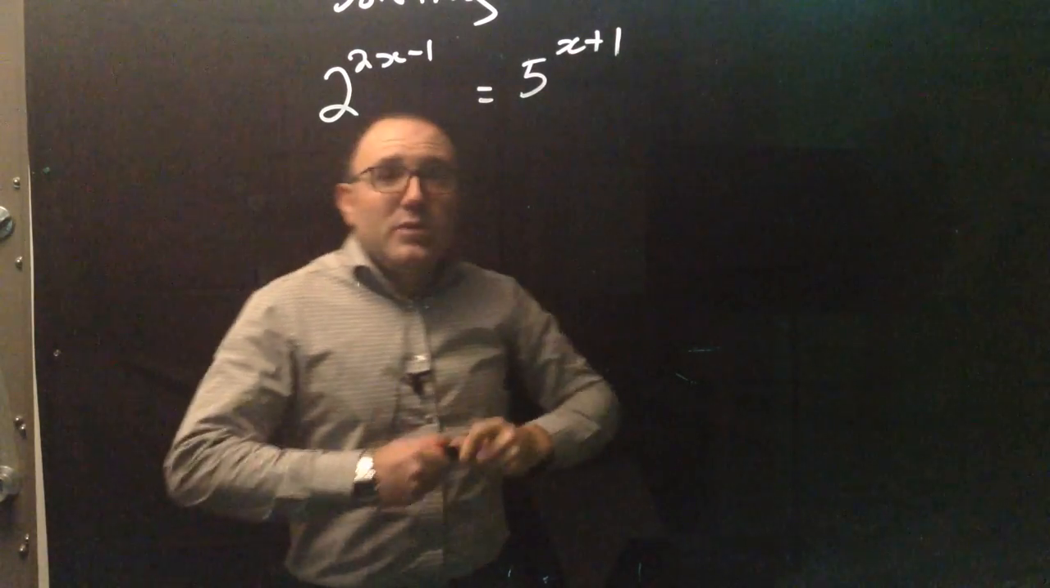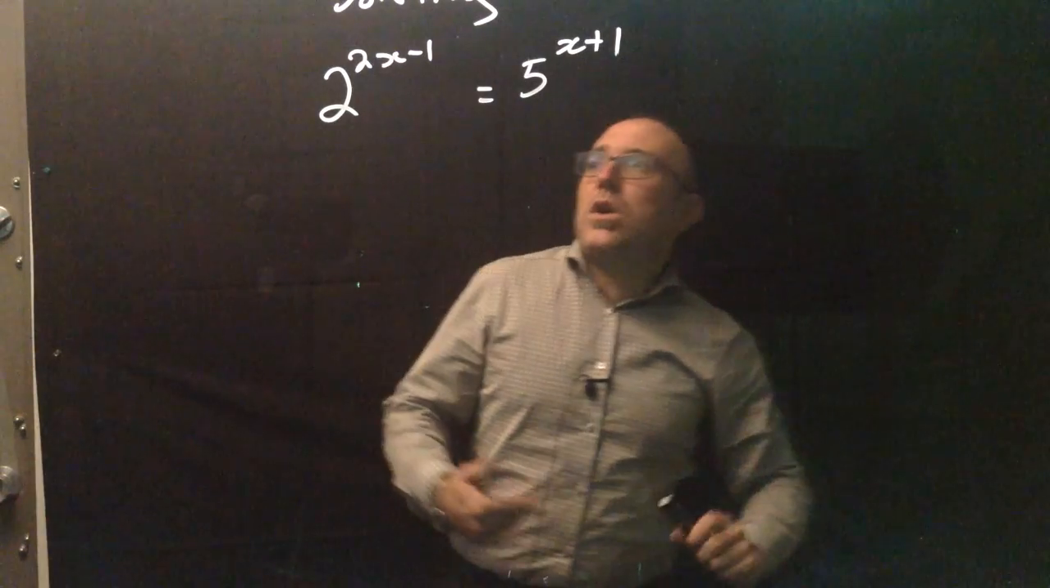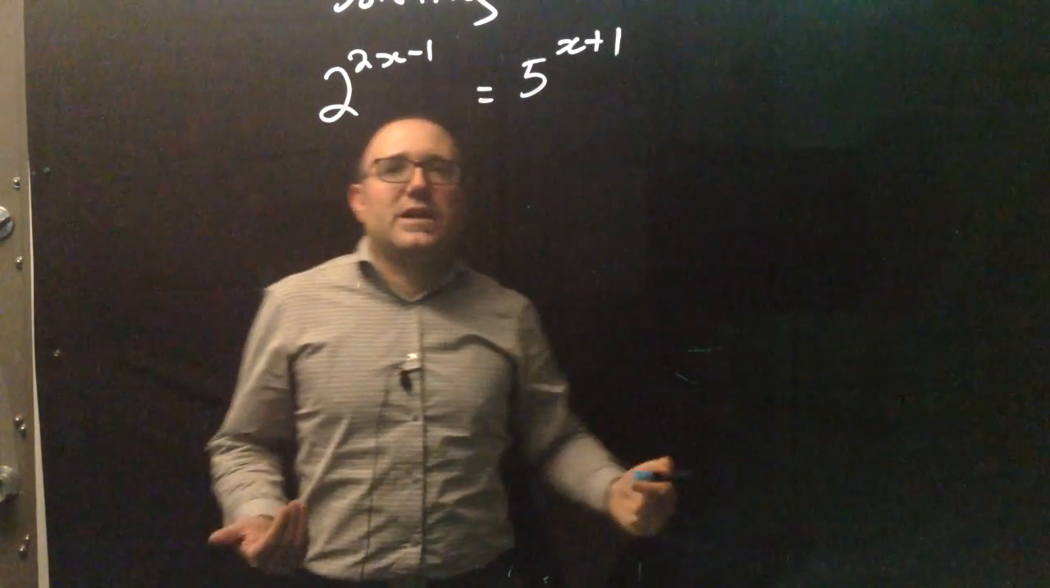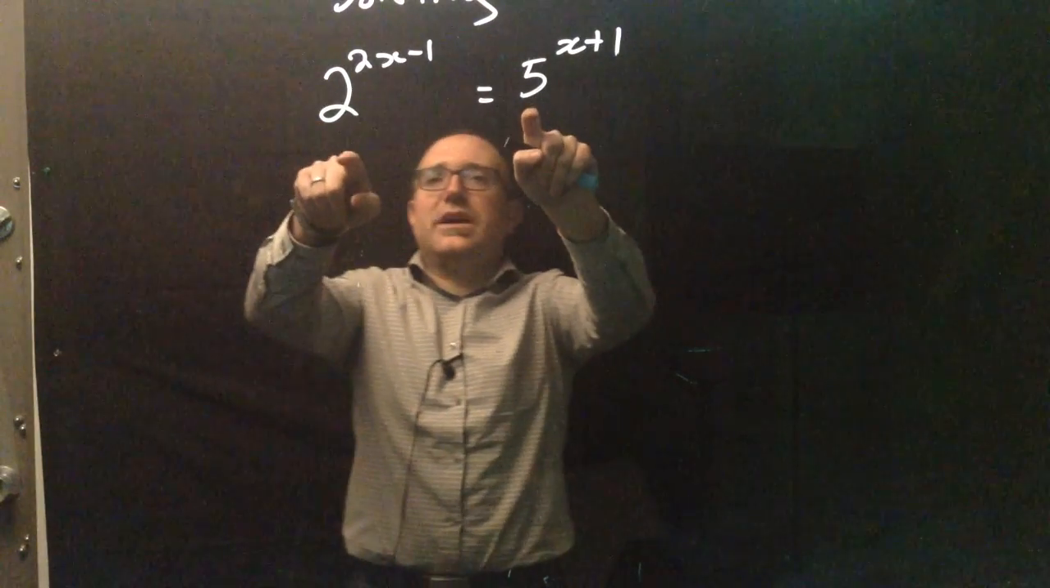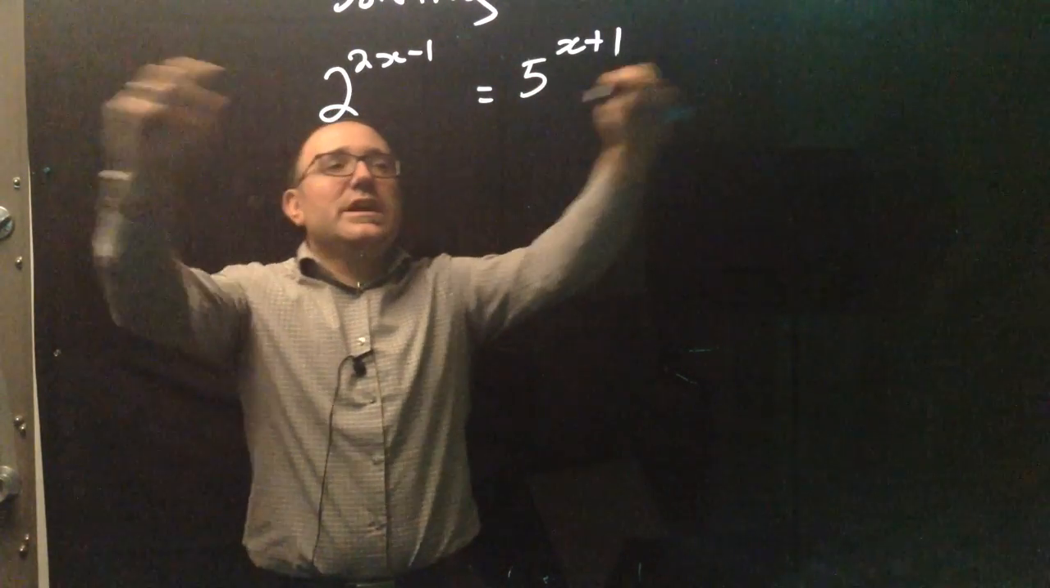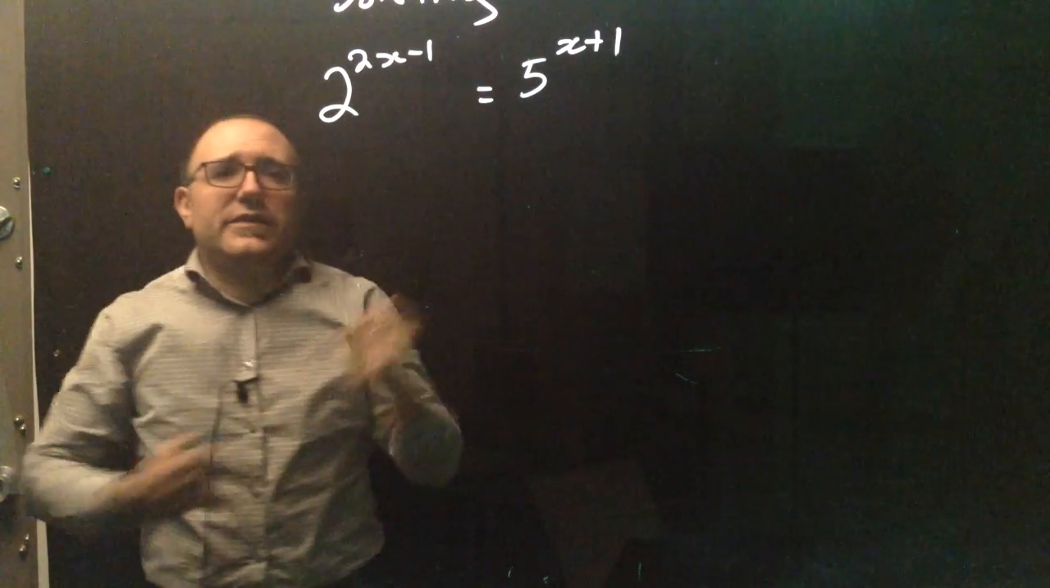So the beauty of logs is that if you log one side, you have to log the other side. The reason I'm logging here is that the bases are 2 and 5. If it was 2 and 2, you could just take 2x minus 1 equals x plus 1. Unfortunately, you can't do that in this case.